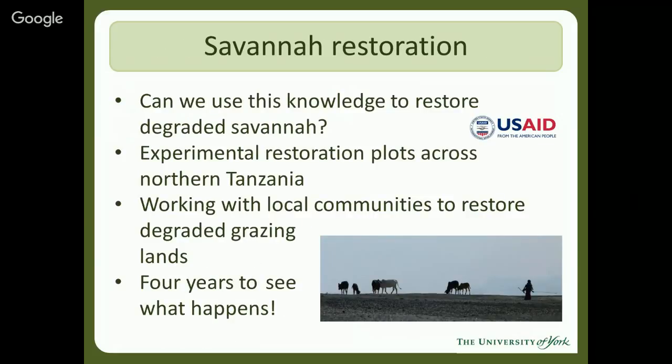But all of this information we've been gathering about the fundamentals of fire and herbivory within the savannah obviously has some much more applied basis, because there's an awful lot of land degradation. There are something like 30 million people living in East Africa's savannas who depend on those savannas for their livelihoods, for grazing in particular. And in some areas, it's very, very badly degraded.